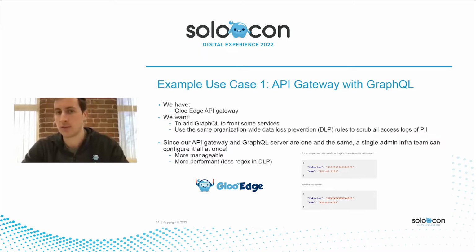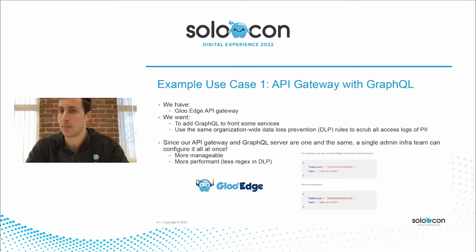We want to add some services incrementally. We don't have a GraphQL server yet. Additionally, we want to have the same organization-wide data loss prevention, or DLP, rules to scrub all access logs of PII, or personally identifying information. So in the example at the bottom, you can see our JSON response has a fake Visa card and a social security number. We can scrub most of that. The scenario here is we want to comply with legal. We want all of our access logs to be scrubbed of this data. We're legally required to do this.